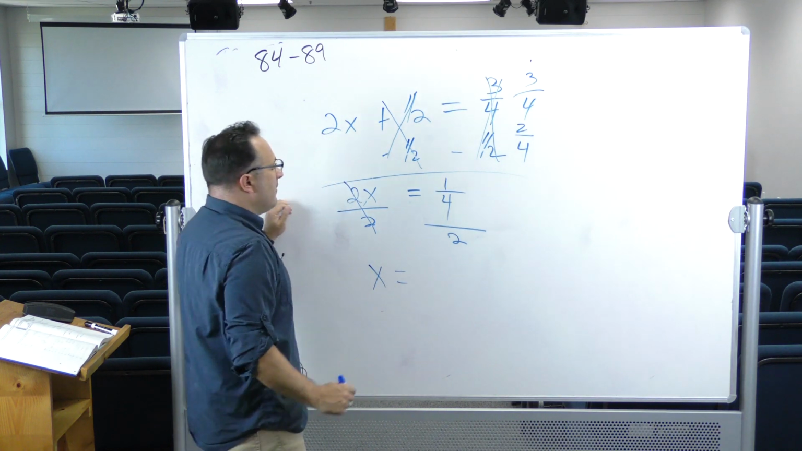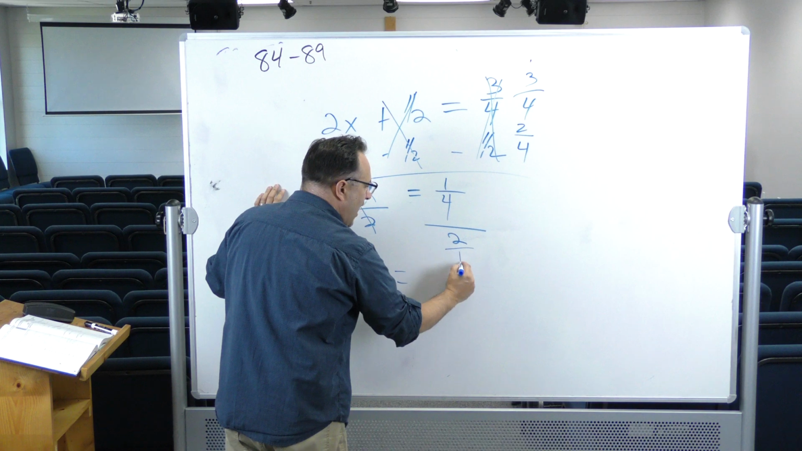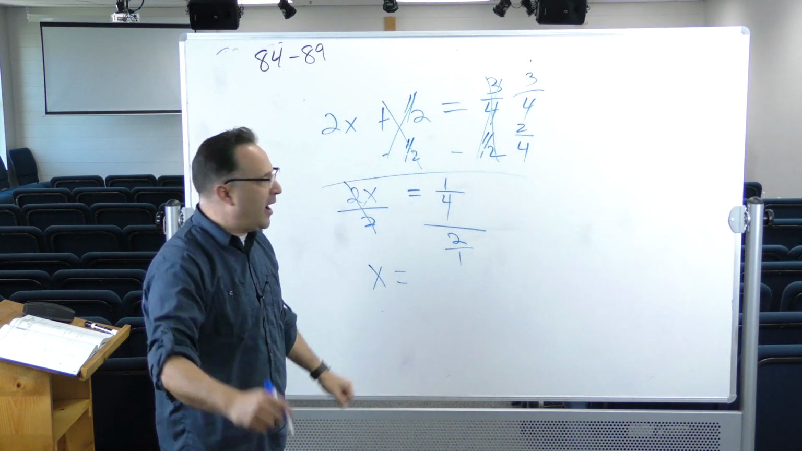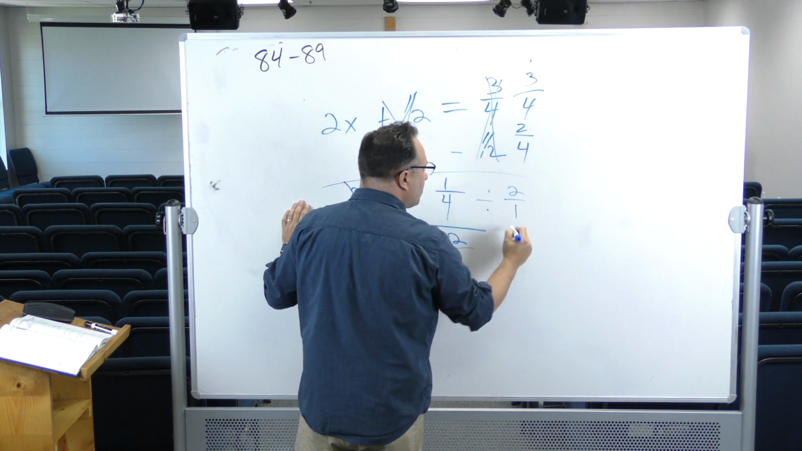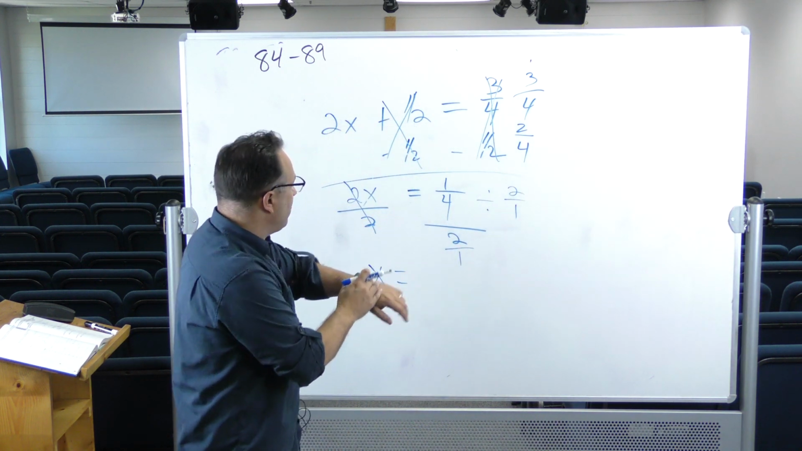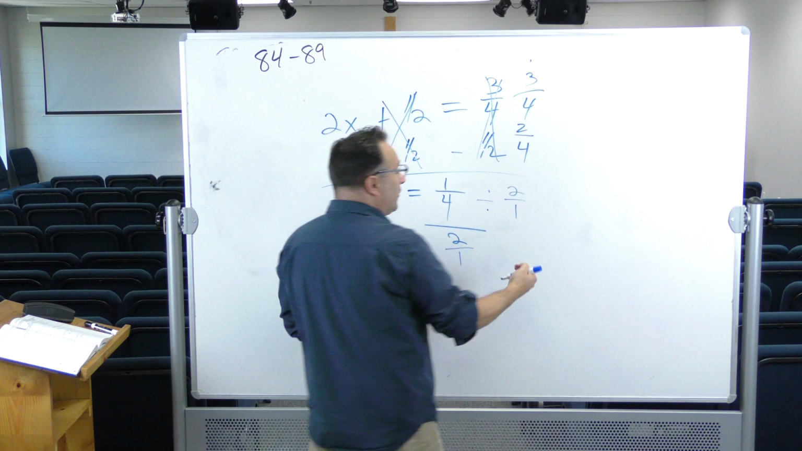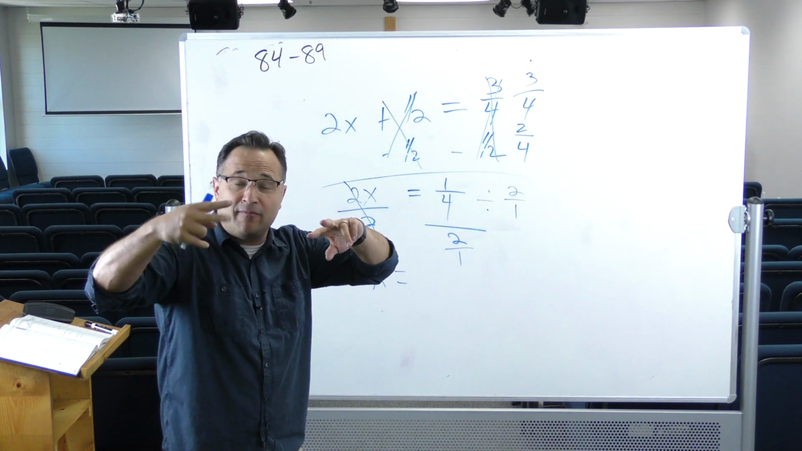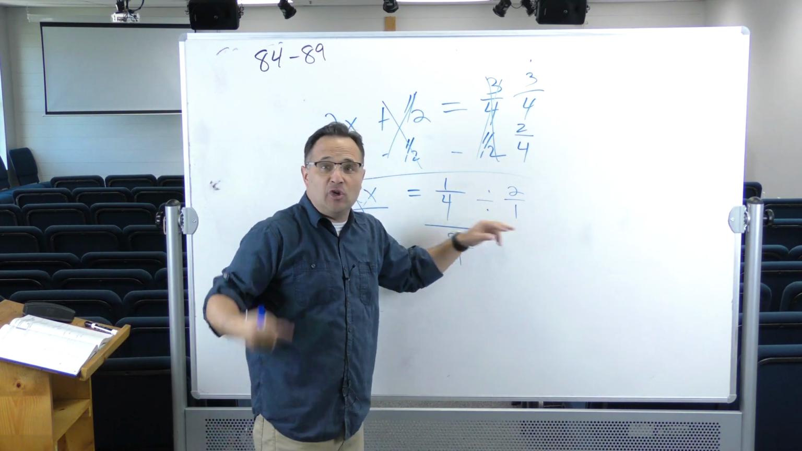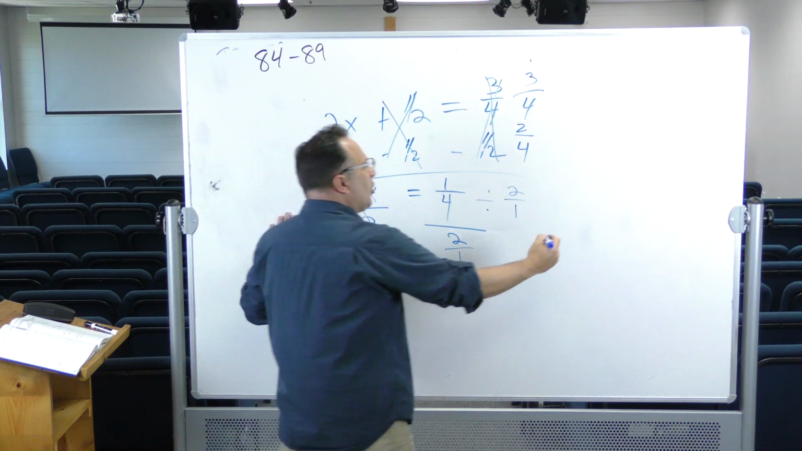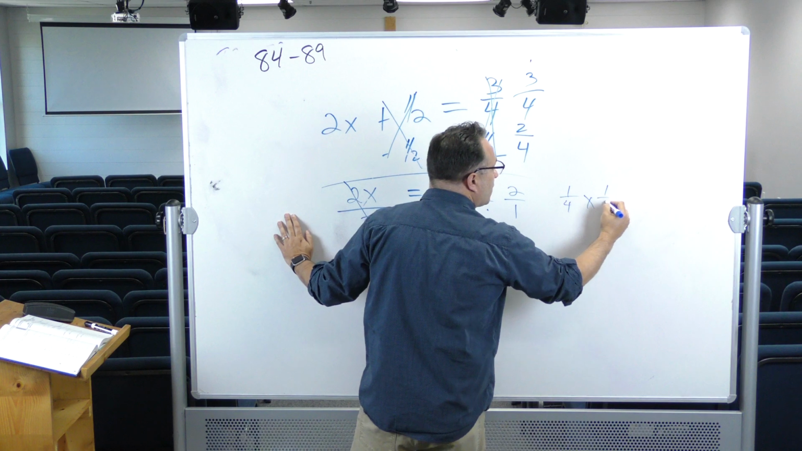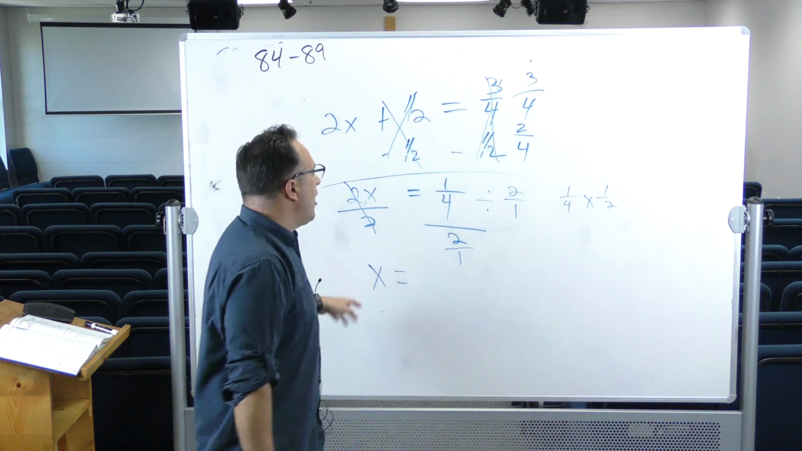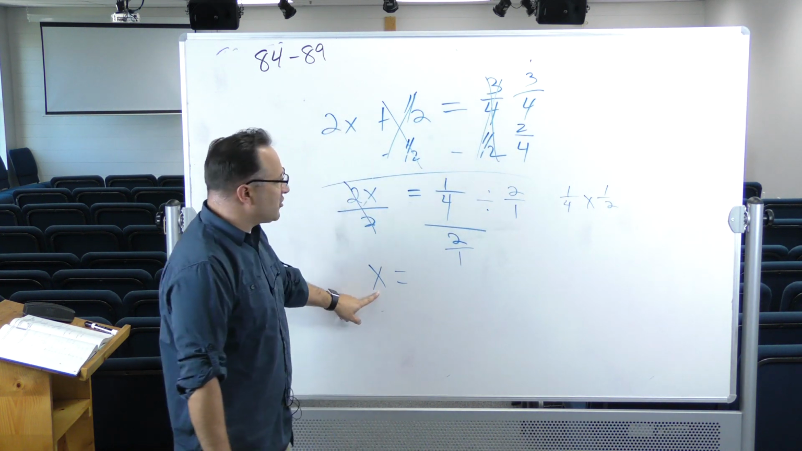But here, a little bit tougher, I'm going to put that 2 over 1, and I'll show you why. Because I have 1/4 divided by 2 over 1, and we've got to do the reciprocal of that one, right? Anytime you divide by a fraction, you do its reciprocal and multiply. So we'll rewrite this like this: 1/4 times 1 over 2. Now this is canceled out. I have x all by itself.